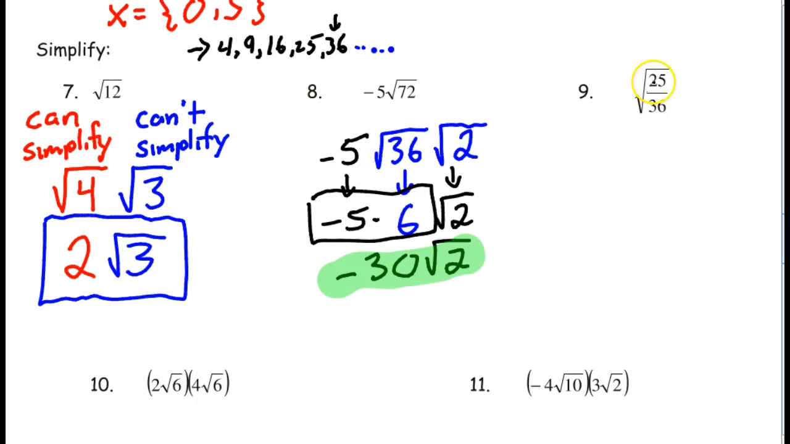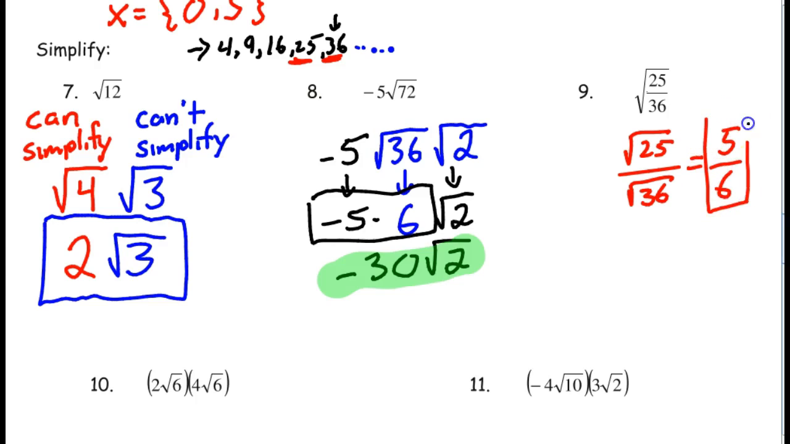Okay. Square root of 25 over 36, again, you should not see these numbers as random coincidence. They're perfect squares. That means you can easily take the square root of them. Another way of looking at this is you can just take the square root of the top and the square root of the bottom. All right, so square root of the top is 5, square root of the bottom is 6. And that's it. Nothing more to it.